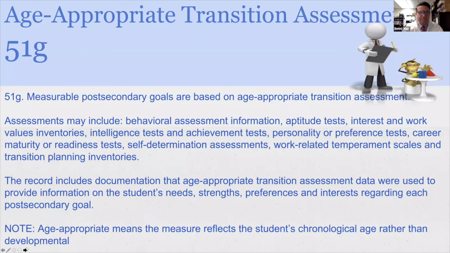Okay, we can move. So 51G has to do with age-appropriate transition assessments. Measurable post-secondary goals are based on age-appropriate transition assessment. Assessments may include behavioral information. You see that laundry list of things there that we might include. Age-appropriate means the measure reflects the student's chronological age rather than developmental age. It's very important that we understand that age-appropriate transition assessments need to be done from year to year. We need present levels that are informed, and when we say present, we mean present. We need age-appropriate transition assessments that are not more than a year old.